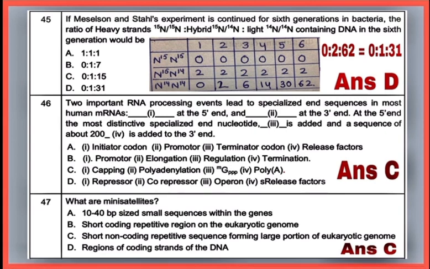Come to question number 47. What are minisatellites? Option C. They are short, non-coding, repetitive sequences forming a large portion of the eukaryotic genome.